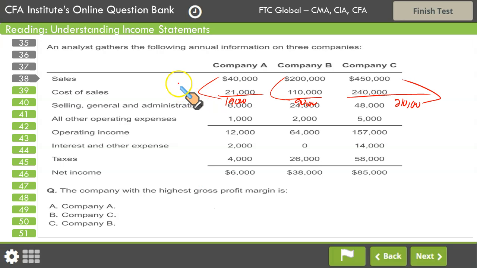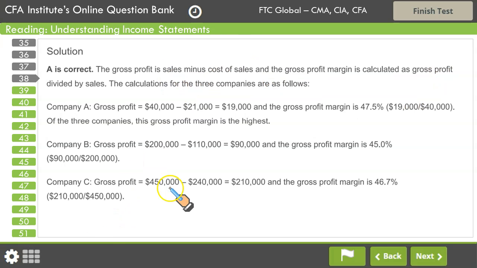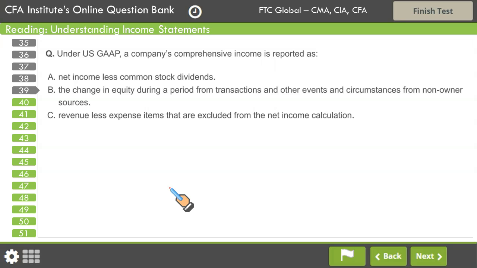It's 47.5%. Then we have 90 by 200,000. It's 45%. Then we have 210 as a percentage of 450. It's 46.66%, which is basically 46.7%. So the firm with the highest gross margin is A, without doubt. So fairly straightforward question. A is your right answer.